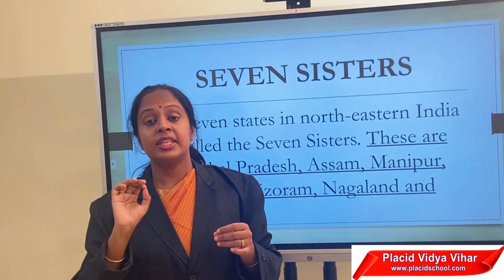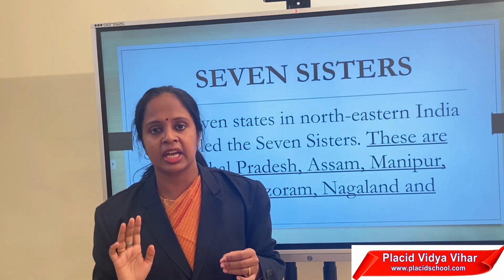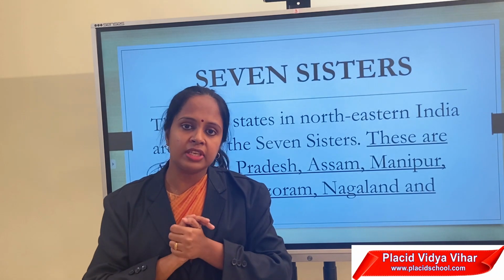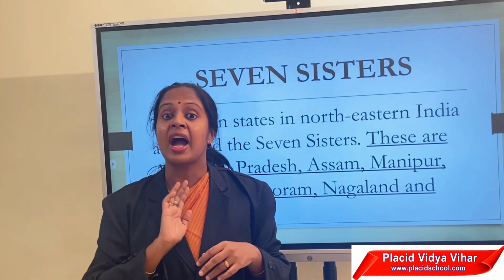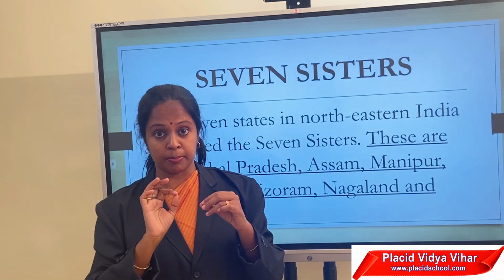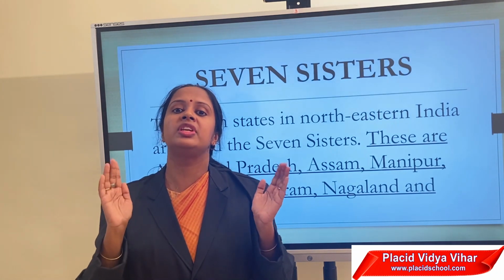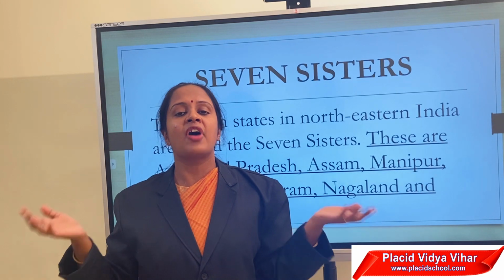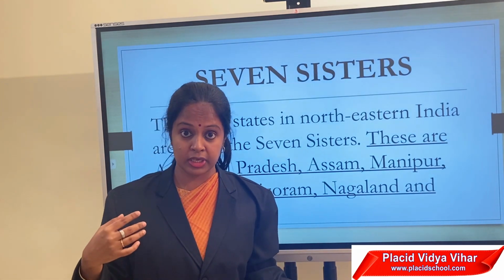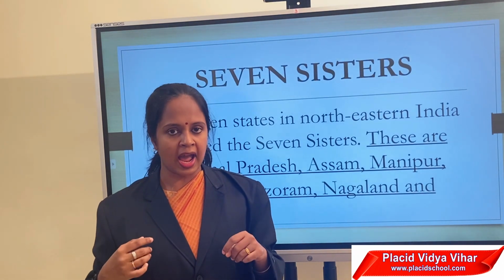Third point is the southernmost tip of the mainland of India is Kanyakumari. Mainland of India means the major part of the country, which does not include islands. The southernmost tip means the pointed edge. And the southernmost tip of our country is Indira Point, and that point is in the Andaman and Nicobar Islands.